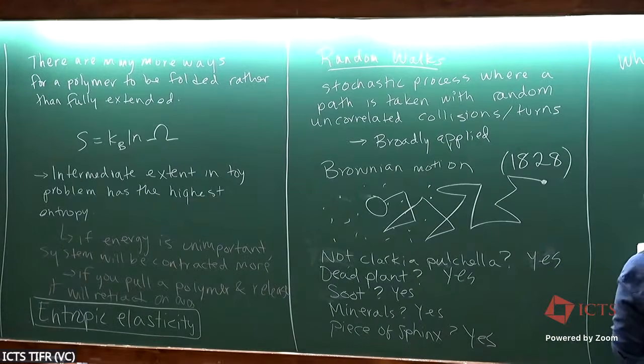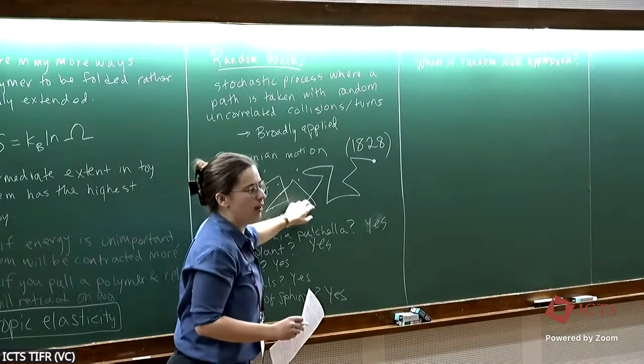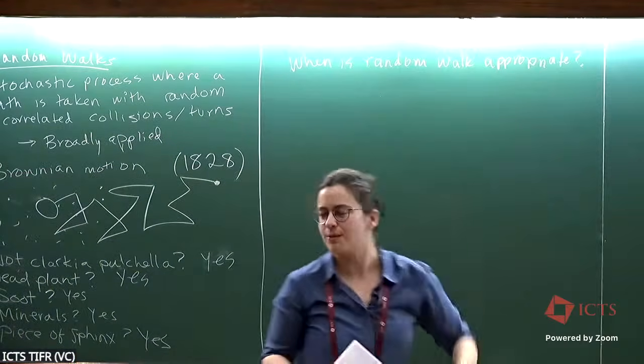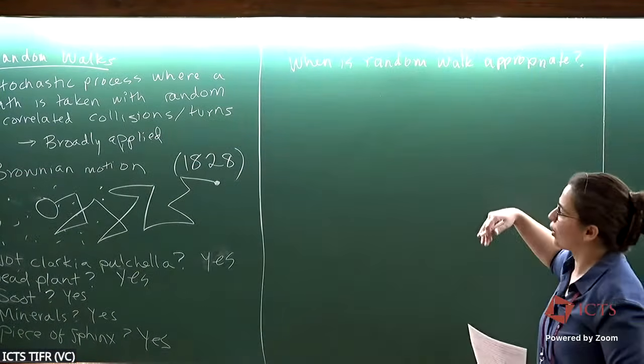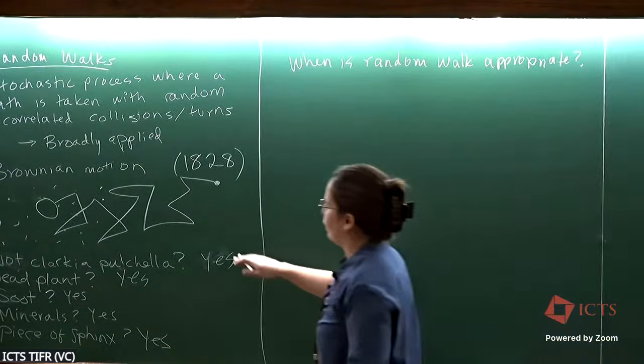When is a random walk appropriate? A random walk is appropriate really whenever we can imagine that every step is a different unit of the polymer, and that the polymer itself in space is taking turns that are random and uncorrelated with each other. That is when you want to use a random walk model.